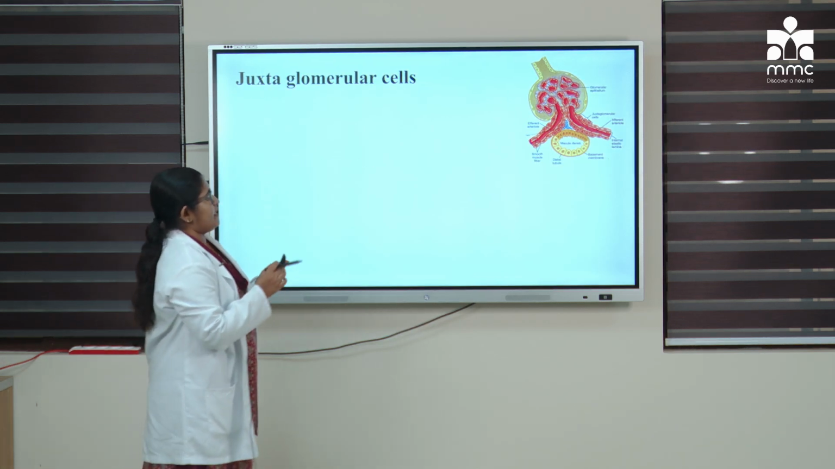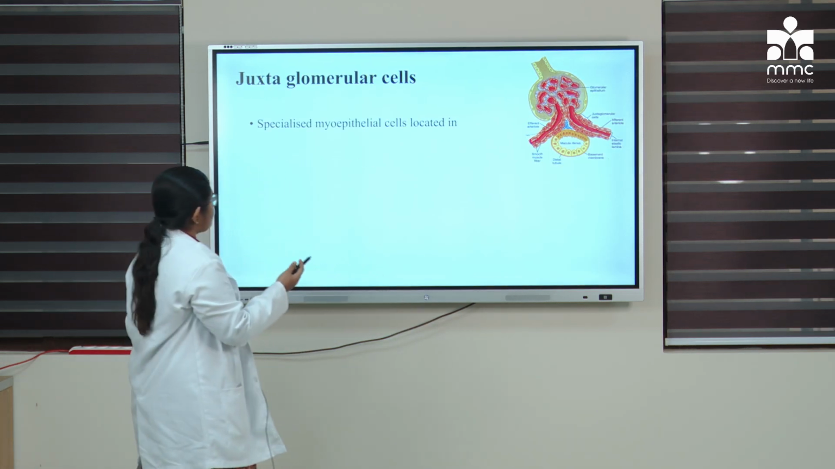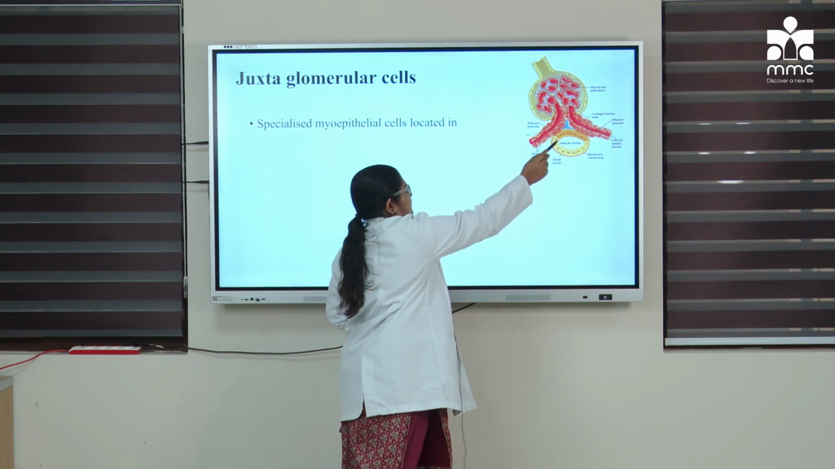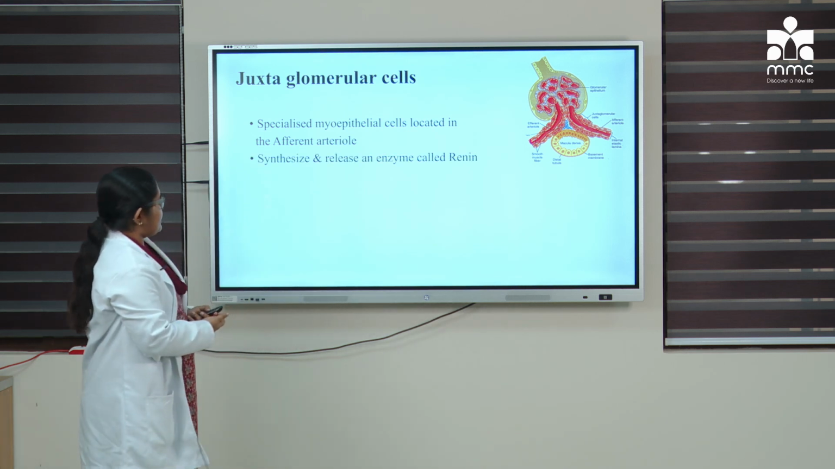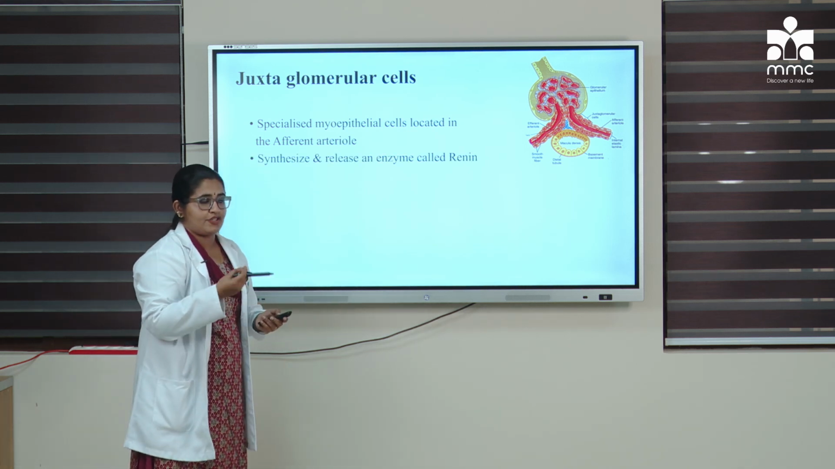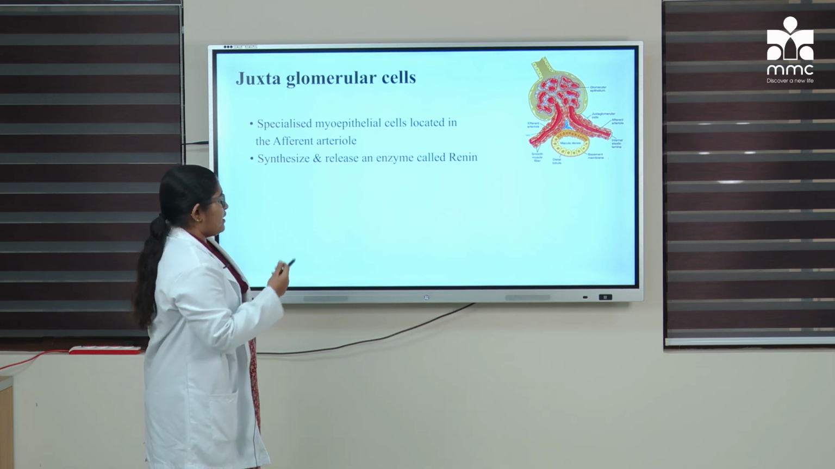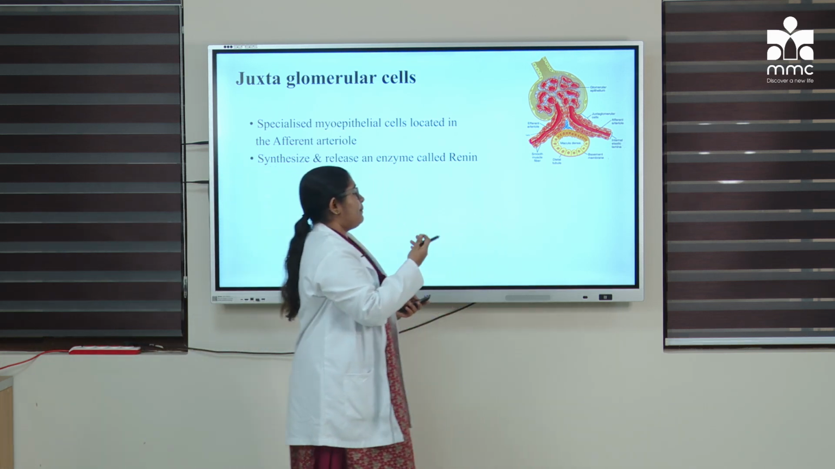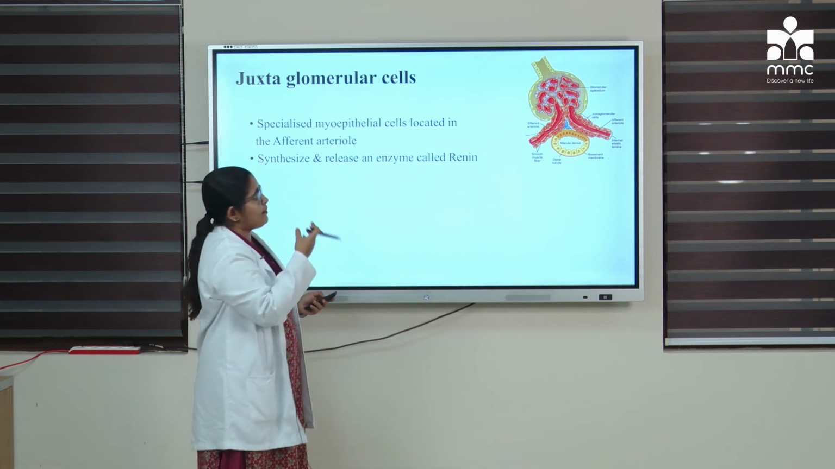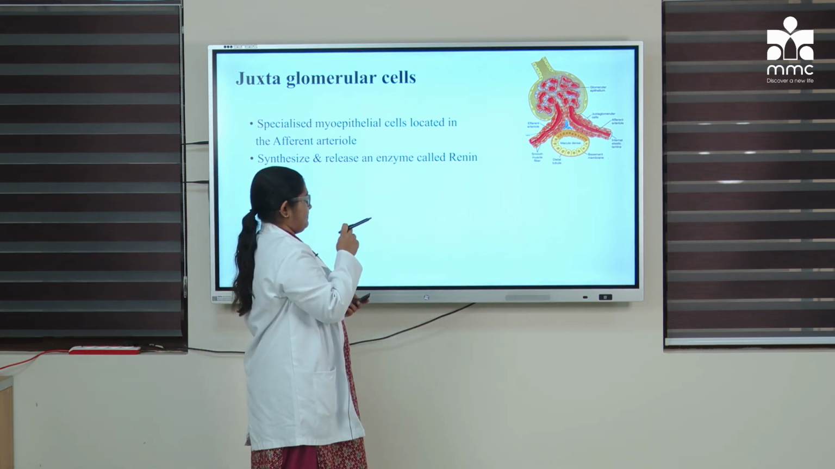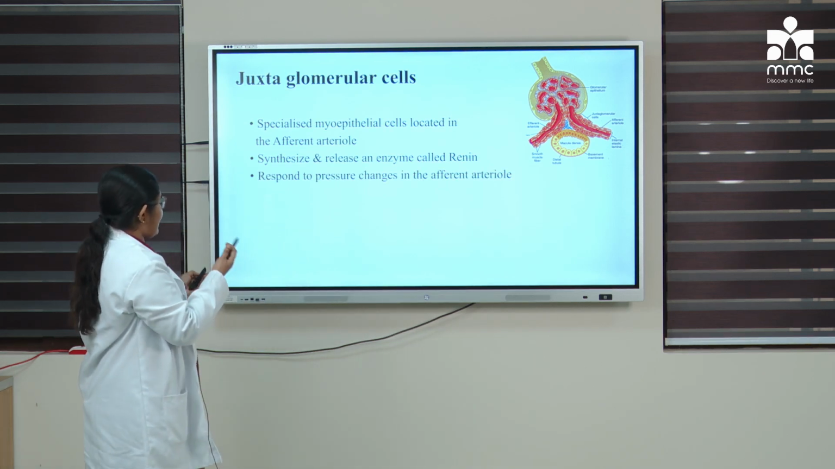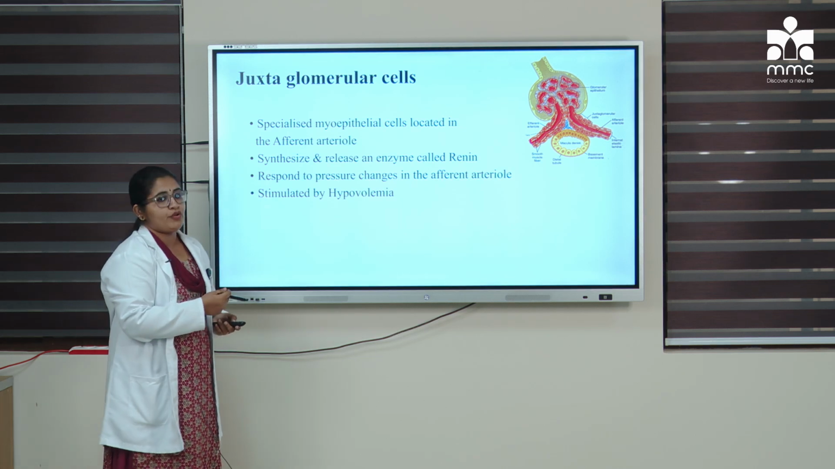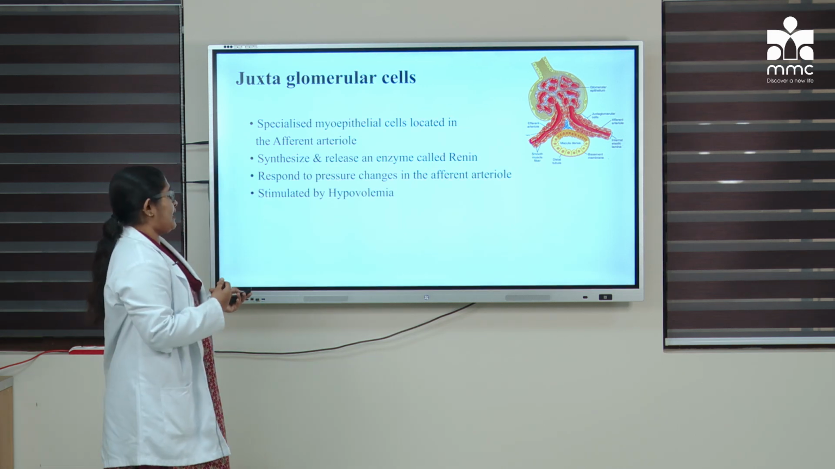Coming to the juxtaglomerular cells, they are specialized myoepithelial cells located in the tunica media of the afferent arteriole. The major function is that they synthesize, store and release renin. These cells have abundant endoplasmic reticulum and Golgi apparatus. The renin secreted from the JG cells is stored in the form of granules. As and when it is required, these cells respond to pressure changes in the afferent arteriole, and are stimulated by a decrease in the blood volume, hypovolemia.